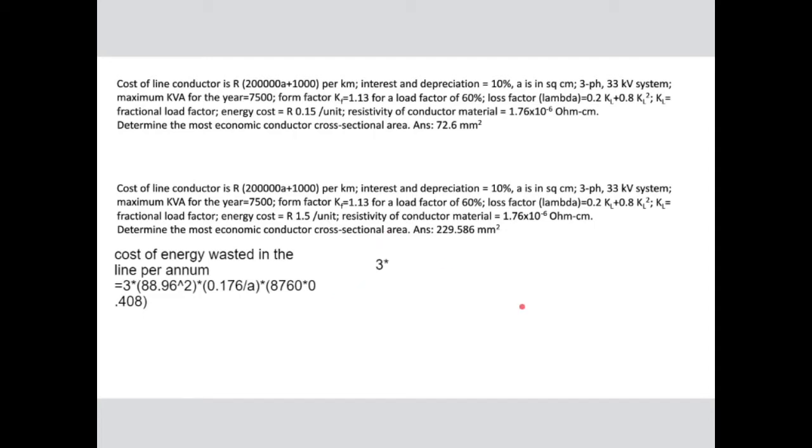So let me type it once again. 3 times 8.96 squared times 0.176 over A, which is R, times 8760 times 0.408, which is T, and then you multiply it by 10 to the power minus 3 for kilowatt hour part, and then you multiply it by the rate, which is 1.5 rand per unit. So what is the value of this one? You calculate and tell me.